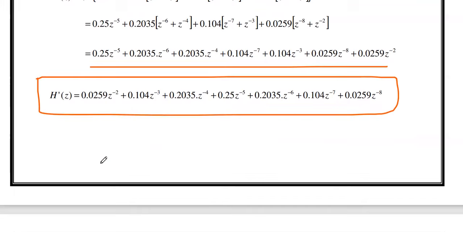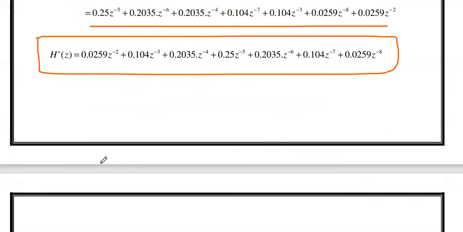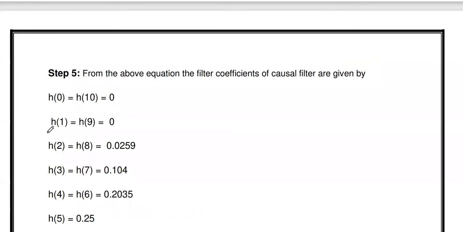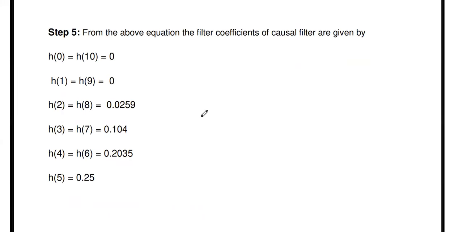After that, you write the corresponding filter coefficients. What is this? 0.0259 is h of 2. This one is h of 3. This is h of 4, and this one is h of 5. This is h of 6, and this one is h of 7 and h of 8. The remaining coefficients are 0. So we may write that h of 0 and h of 10 are 0. H of 1 and 9 are 0.